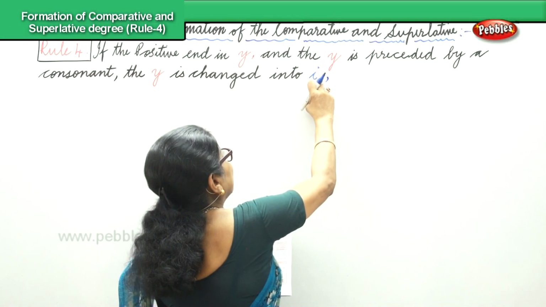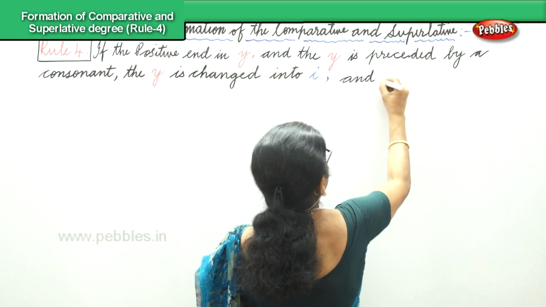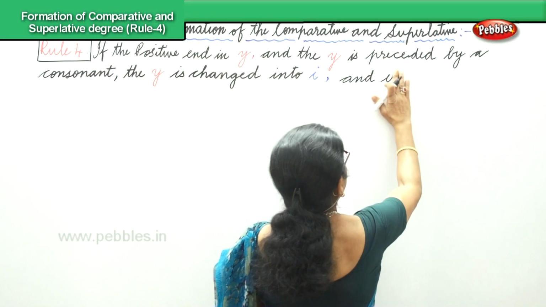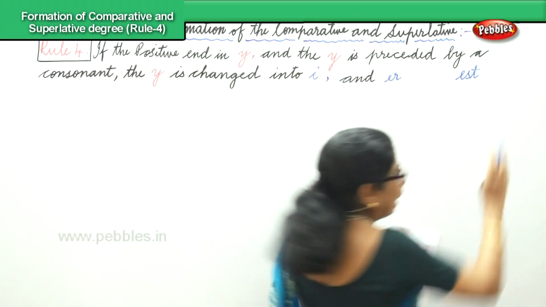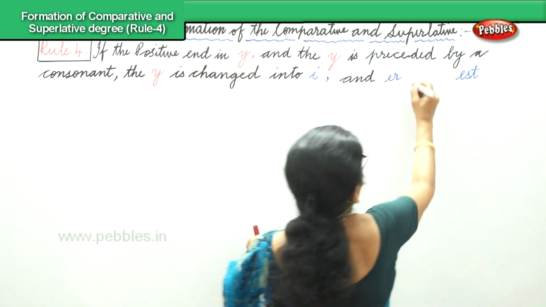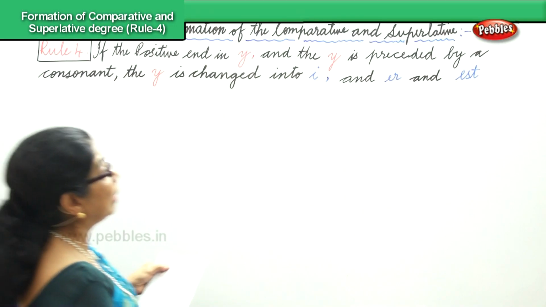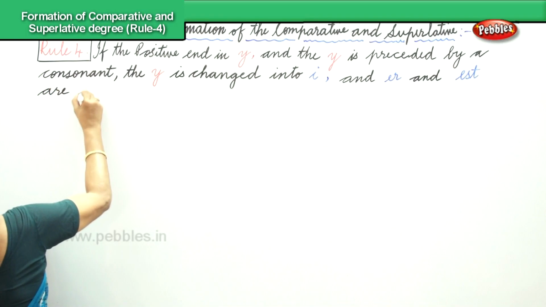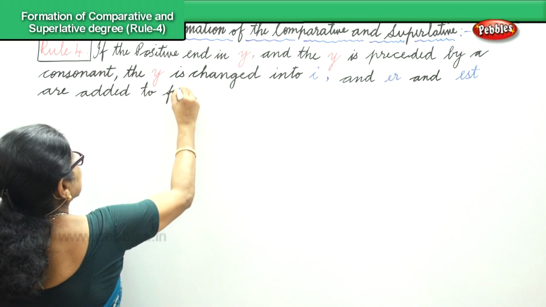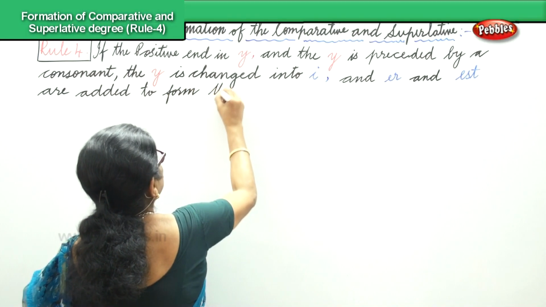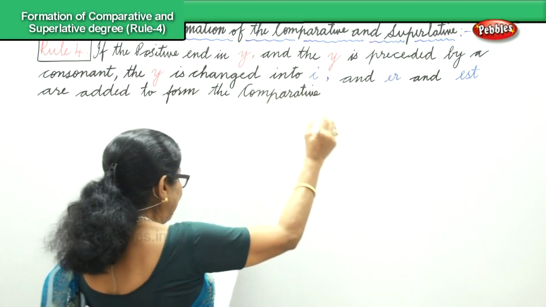And then what happens? ER and EST are added to form the comparative and the superlative. Comparative and superlative.